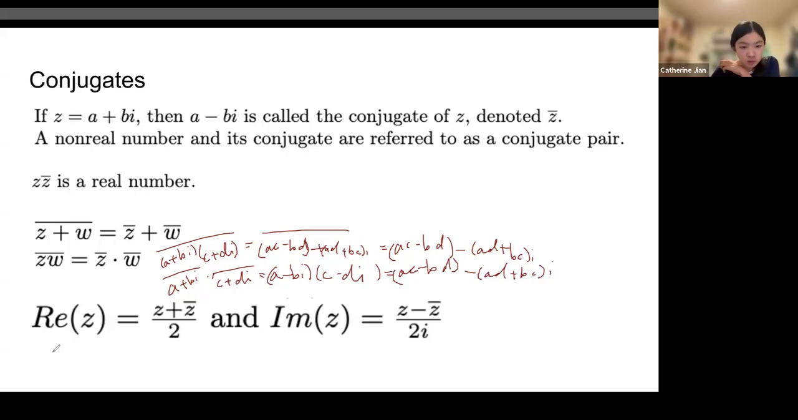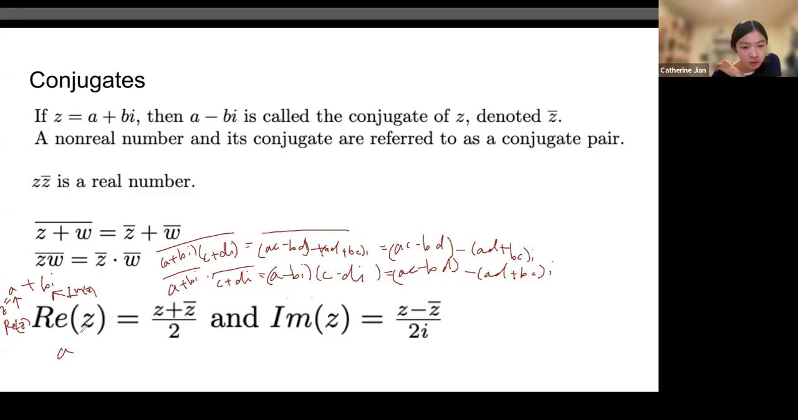And for this last one, we can show this by letting z equal a plus bi again. So for the first one, the real part of z is equal to z plus the conjugate of z over 2. I said that a is the real part and it can be denoted as this, and b can also be denoted as this.